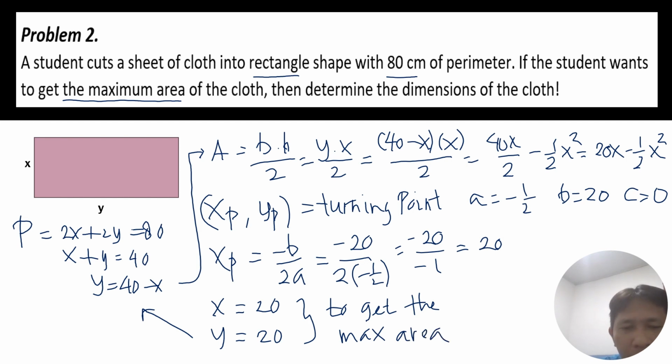And according to the result, this is a special rectangle because they have the same size between the length and width. So we can say this is a square. A special rectangle, or we can say a square.